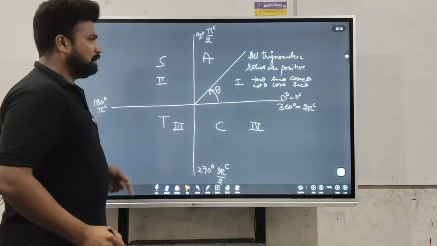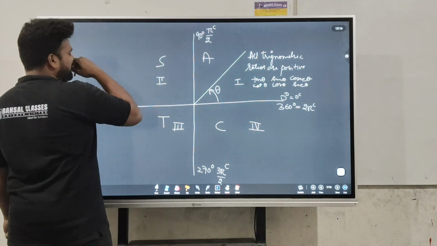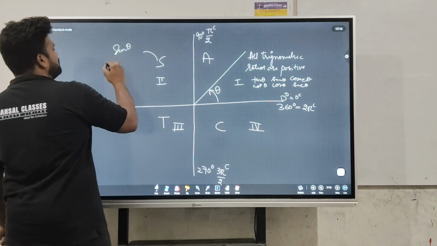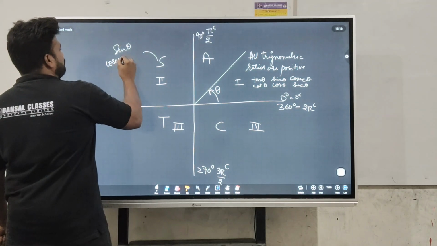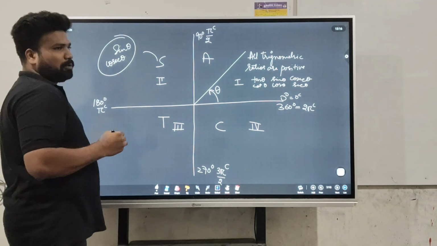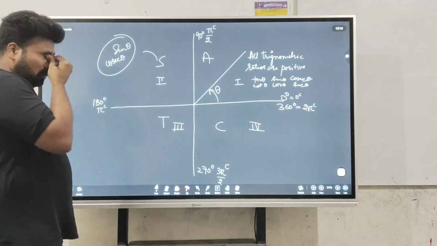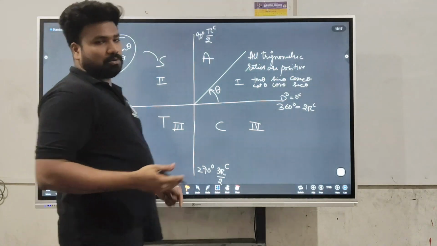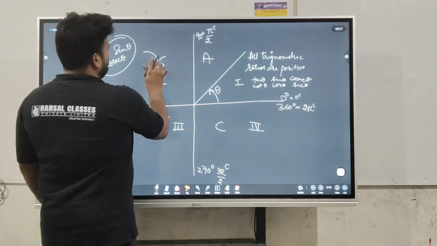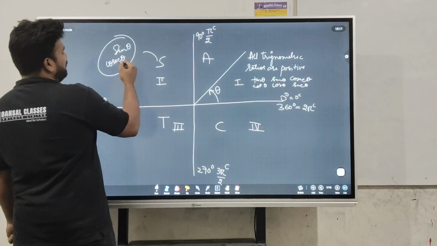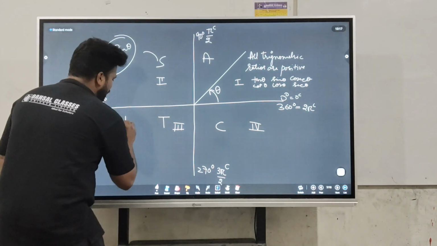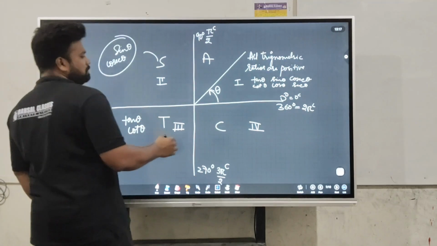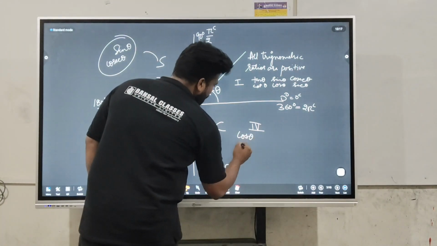The next one is S, which represents sin. In the second quadrant, only sin theta and cosec theta are positive. I will teach you this in a while. So sin theta and cosec theta. In the third quadrant, tan theta and cot theta are positive. In the fourth quadrant, cos theta and sec theta are positive.